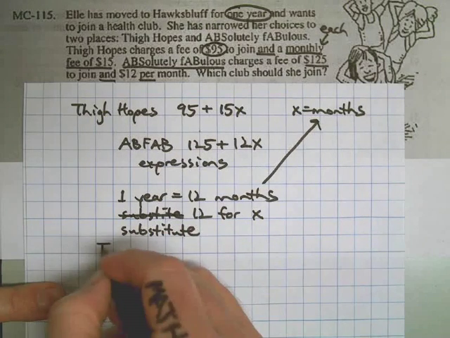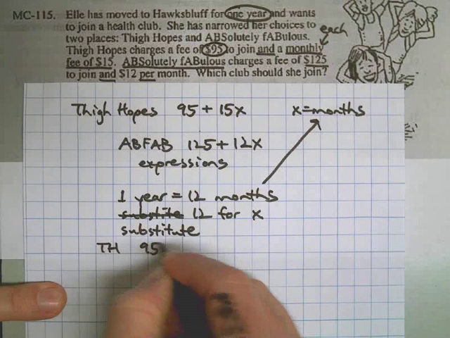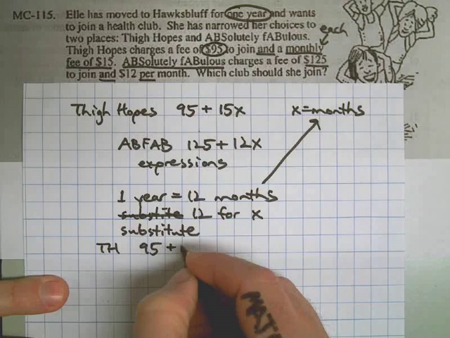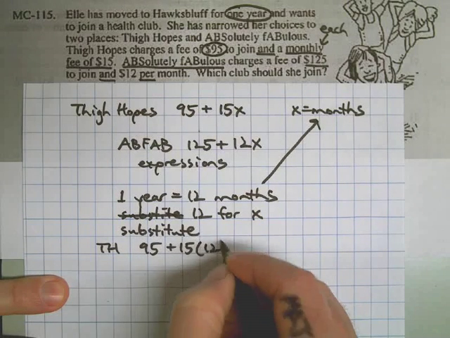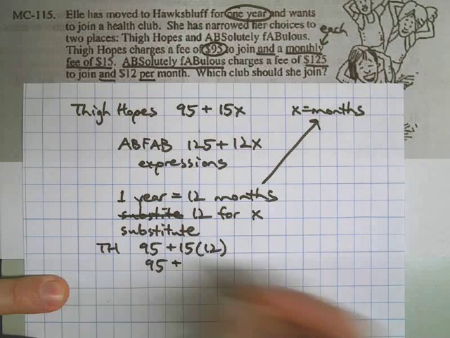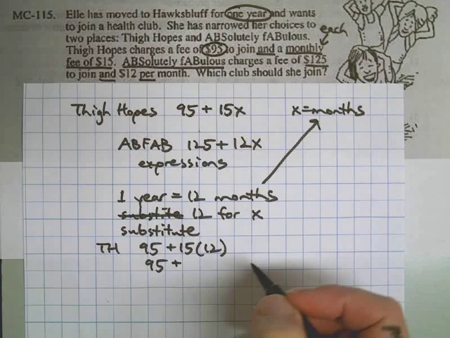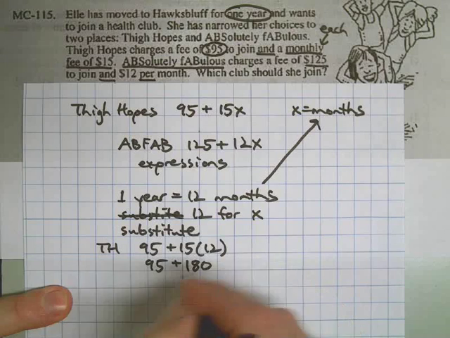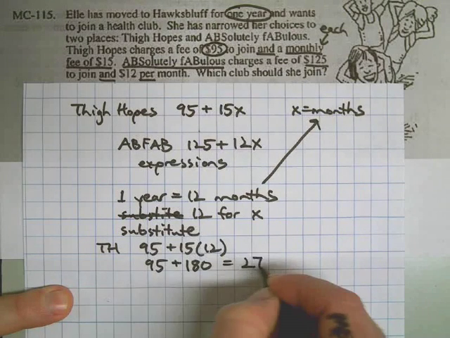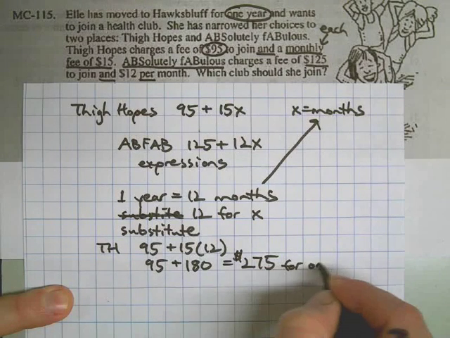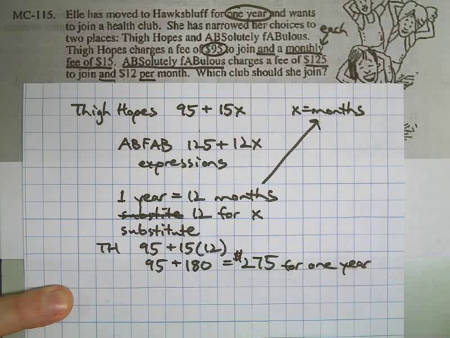Here we go. Thigh Hopes, TH, $95. The membership fee, one-time fee, that does not happen again, plus $15 each month for 12 months. That makes $95 plus 12 times 15 is 180. You can check my math on your calculator though. In fact, that's always a good idea. And that looks like $275 for 1 year at Thigh Hopes.